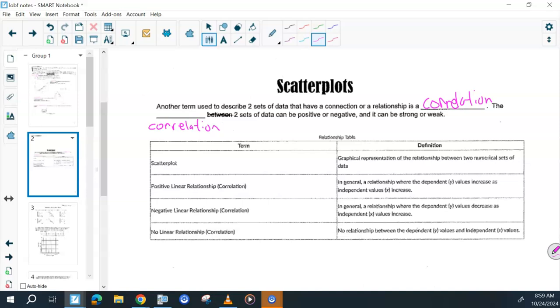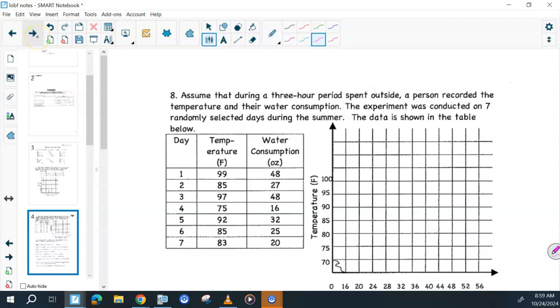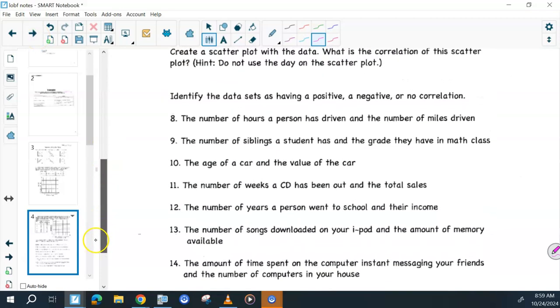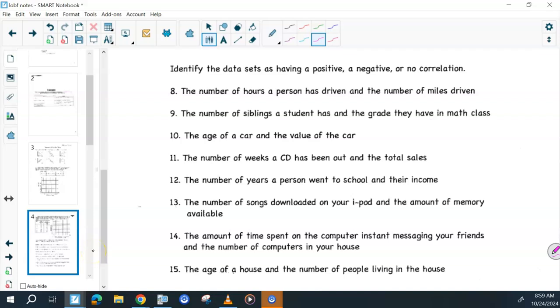So the next page just has more scatterplots, remembering how to do that stuff, so you guys can practice on your own time. Go to the back of the next page, look at these examples. And we'll just do a few of these. So the number of hours a person has driven and the number of miles driven. Does that need a positive, negative, or no correlation? Positive. Because those would go up together or down together. If you're not driving at all, then you don't have miles driven.